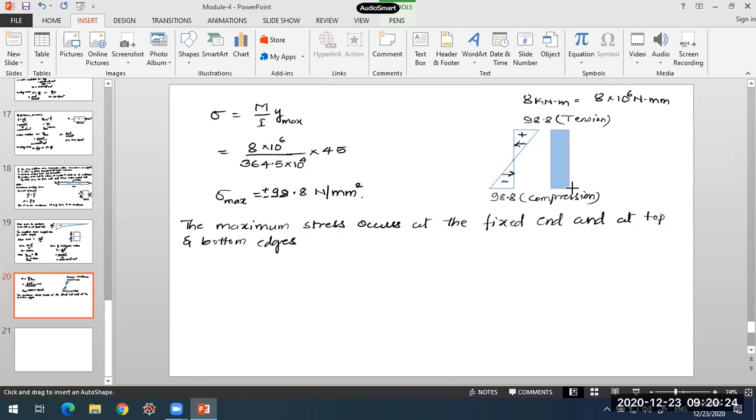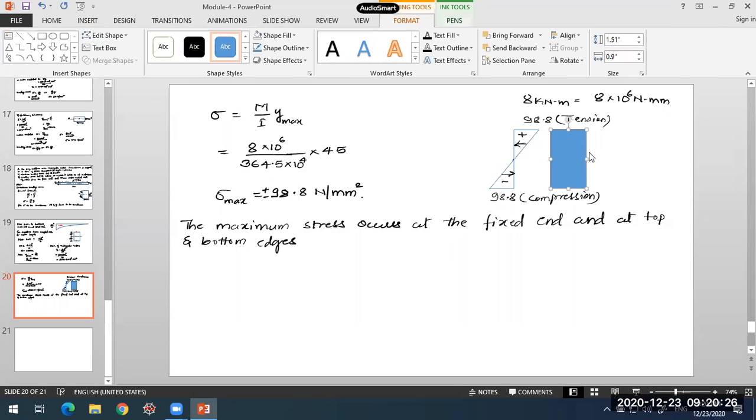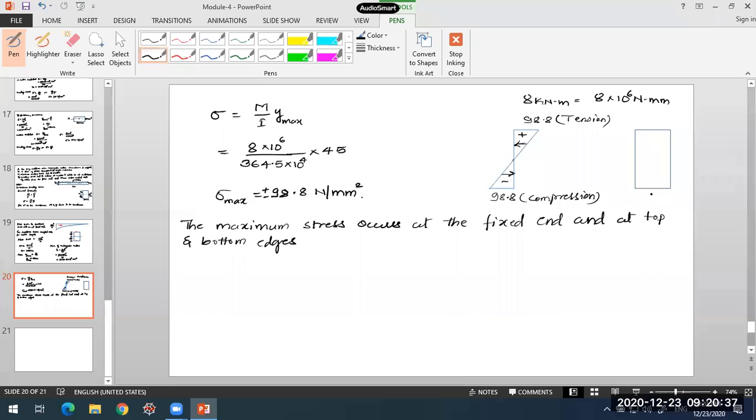This is your cross section over here. So that is with respect to the cross section what is plotted. Is that fine? Determining the bending stress. So if you consider any other point within the cross section, you will be able to get the other values of bending stress also.